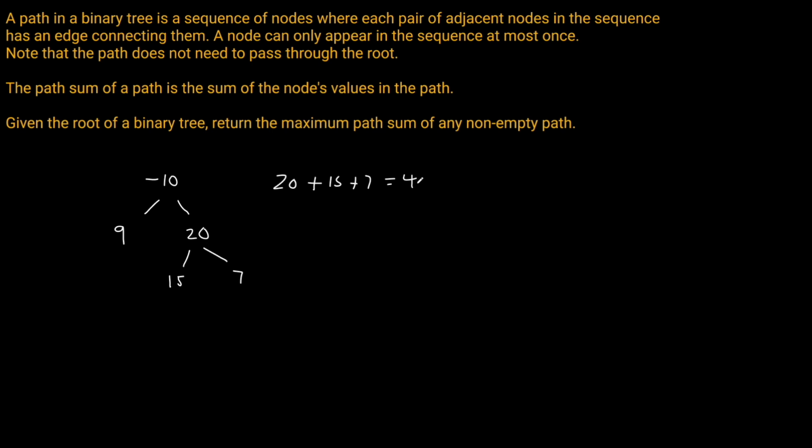We could just have the path, for example, just 7 and 20. That would be 27. We could have this, which is 35. We could have just this path, which is 10. We could have this path, which is 1. We could have this path. So as we can see, those are all the possible paths. And the best one is actually going to be 15 to 20 and then 20 to 7. So basically this little subtree here.